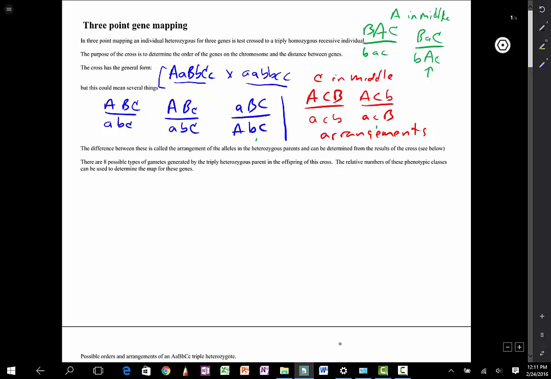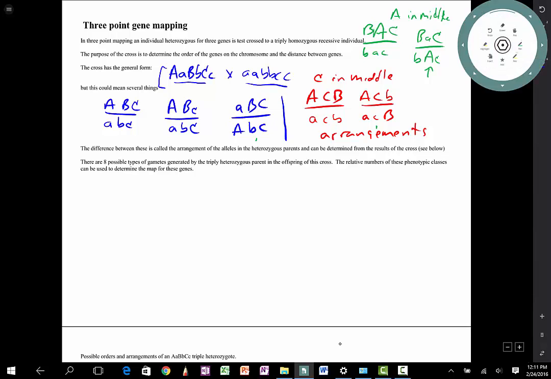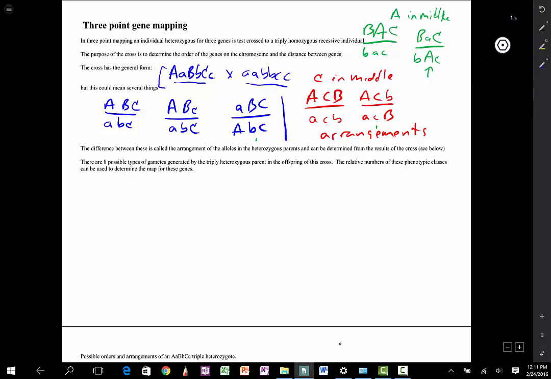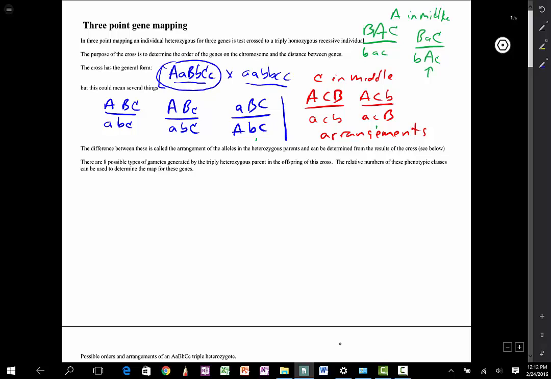So the first thing we have to do is we have to figure out which genes are on which side of the line. So what is the arrangement, and then which gene is in the middle. So those are the first 2 steps. And then we can figure out the distance between the genes. So another thing about these types of crosses is no matter what, if you're triply heterozygous for something like this, you always get 8 different kinds of gametes.